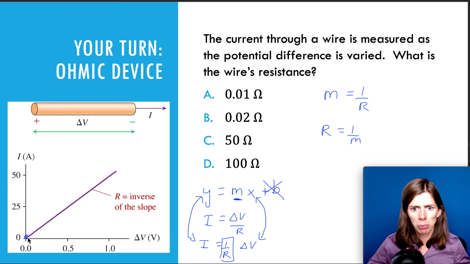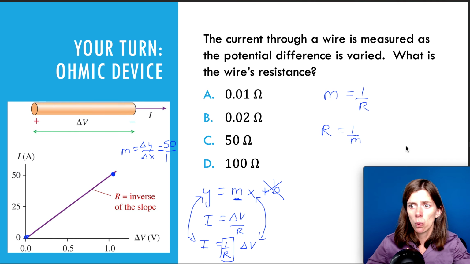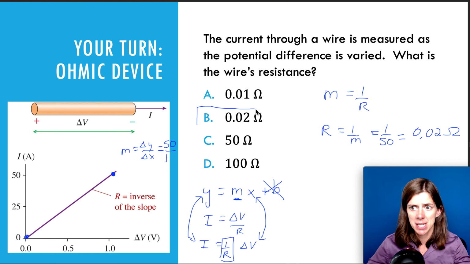So let's go ahead and calculate that here. Let's pick 2 points on this line so that we can get the slope. So 0, 0, and then 50 for the y and 1 for the x. So the slope is change in y, right? Rise over run, change in y over change in x. So the rise is 50, and then the x is 1. So the slope is 50. So 1 over the slope, 1 over 50, is going to equal 0.02 ohms. That will be the resistance for this data, for this graph.